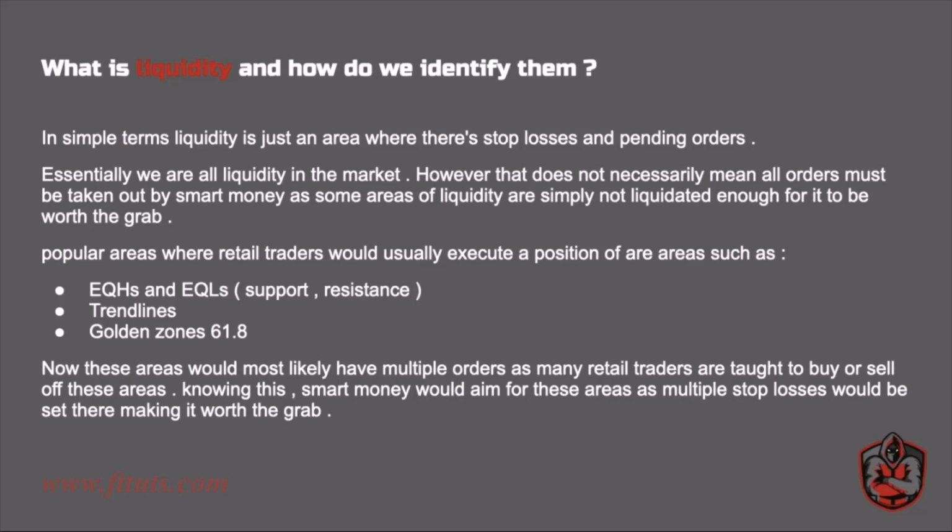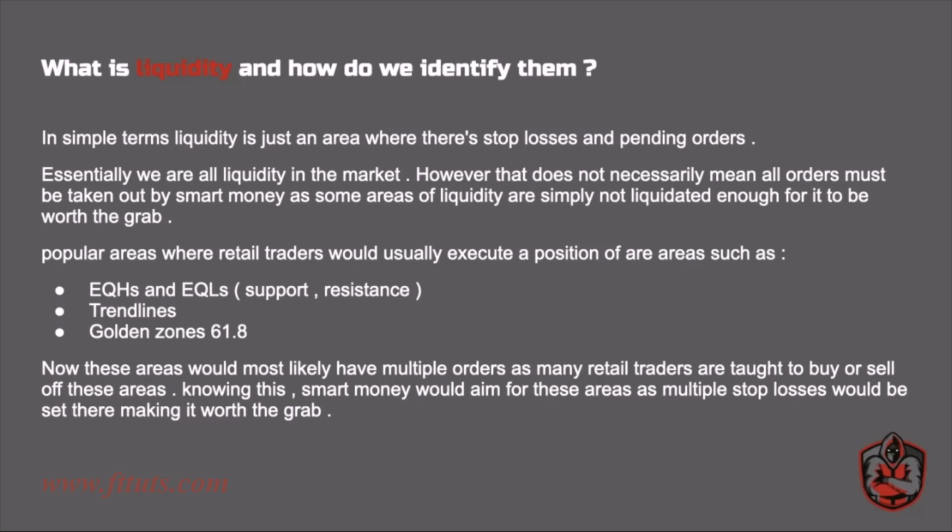Popular areas where retail traders would usually execute a position are areas such as equal highs and equal lows, examples of that being support and resistance levels, double tops, and double bottoms. Another popular area would be trend lines, and another popular area would be golden zones. All of these three areas are strategies where a typical retail trader would usually execute a position.